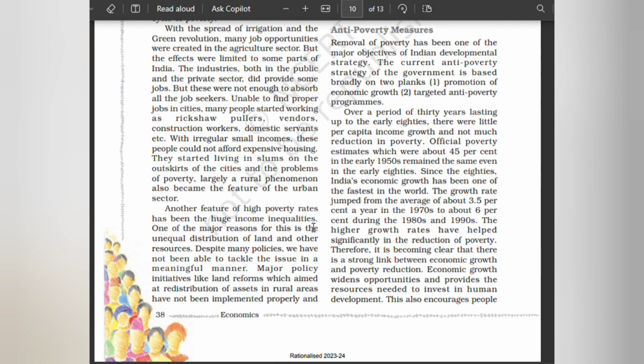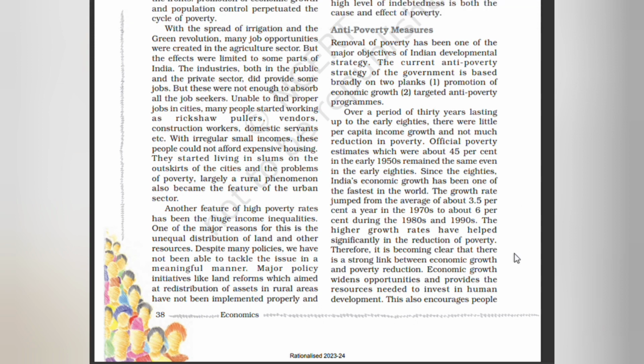The growth rate jumped from an average of about 3.5% a year in the 1970s to about 6% during the 1980s and 1990s. The higher growth rate has helped significantly in the reduction of poverty. Therefore, it is becoming clear that there is a strong link between economic growth and poverty reduction.